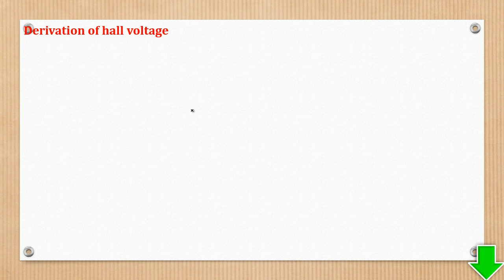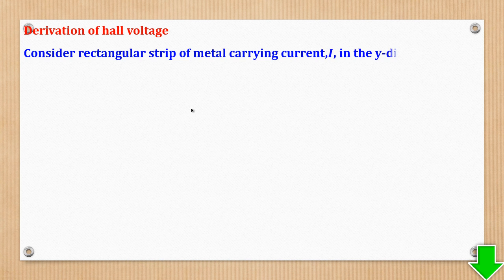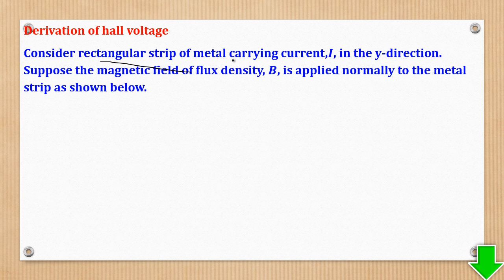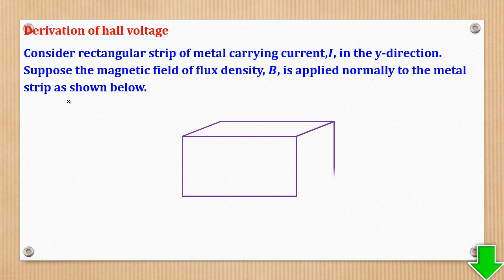So let us try to derive what we call the Hall voltage, that small voltage which appears in the presence of a magnetic field. We shall consider a rectangular strip of metal carrying current I in the y direction. Suppose a magnetic field of flux density B is applied normally to the metal strip as shown below. So I need to draw an illustration. That will be our strip, thickness is D and width is T.